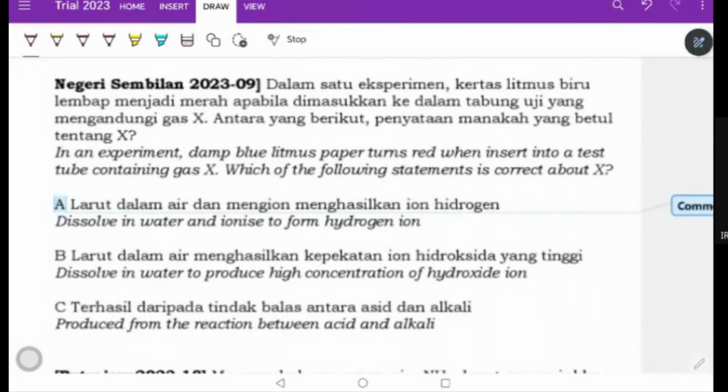Okay, so in the experiment, damp. What is meant by damp? Lembab means it has water already, or moist. Sometimes you will see the word moist. It means already got water. It turns red when inserted into a test tube containing gas X. So blue turns to red. What does that mean? It is acidic, right?